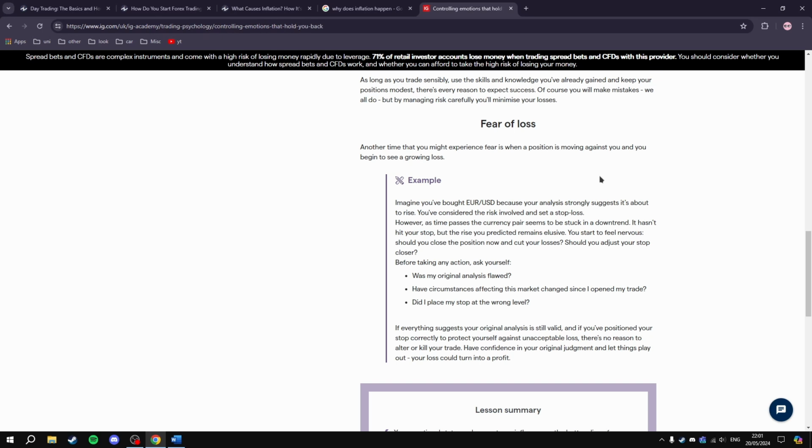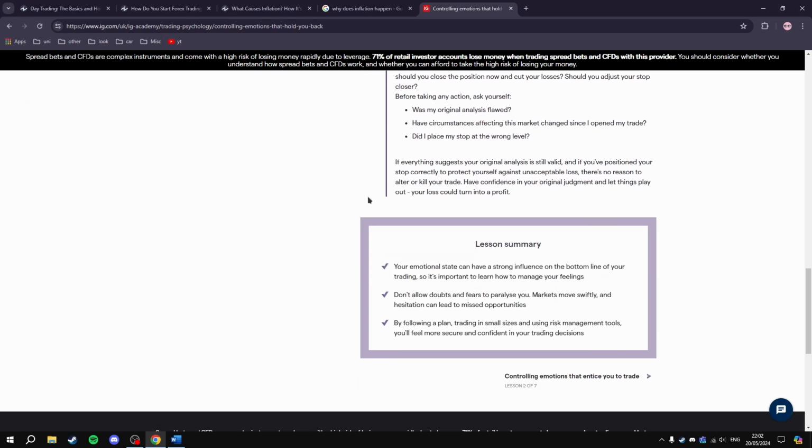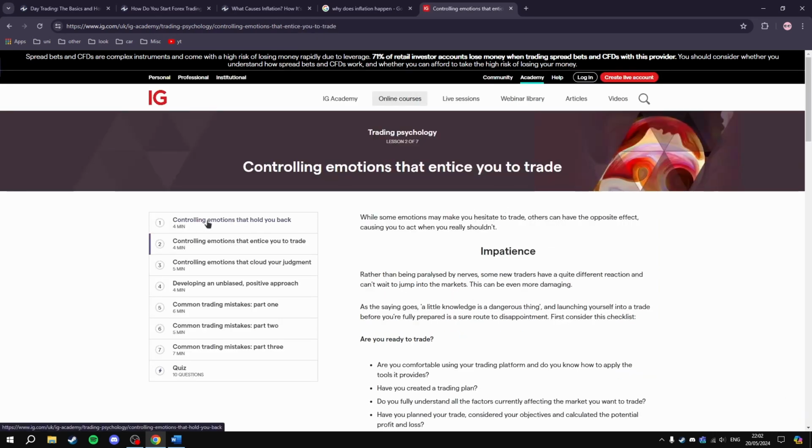Before doing any of that, ask yourself, was my original analysis flawed? Have circumstances affecting this market changed since I opened my trades? And did I place my stop at the wrong level? If everything suggests your original analysis is still valid and you positioned your stop correctly to protect yourself from unacceptable losses, there's no reason for you to alter or kill your trades. Have confidence in your original judgment and let things play out. Your loss could turn into a profit. And then we went through the lesson summary of this. So now we're on to controlling emotions that entice you to trade.